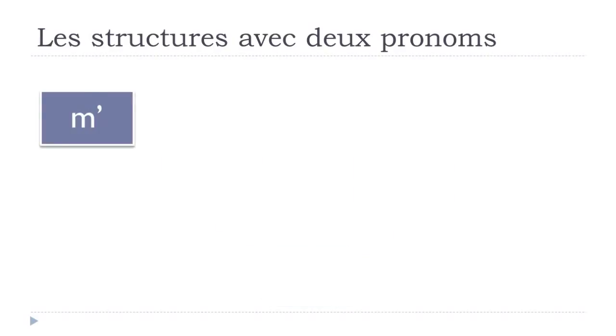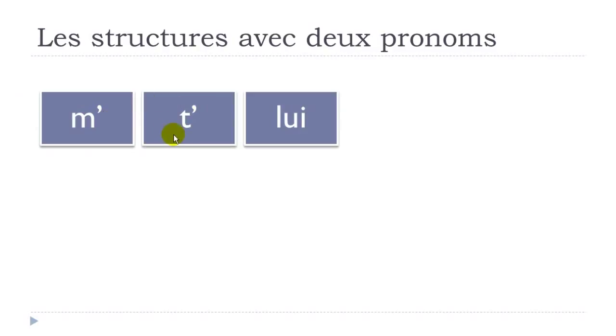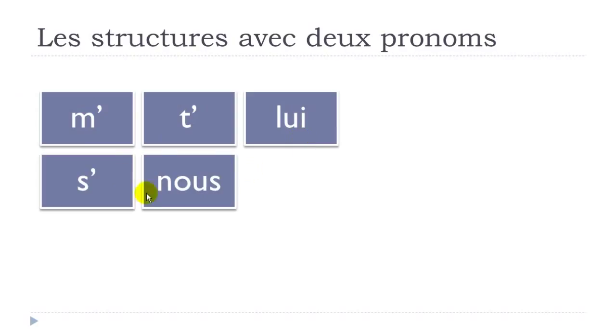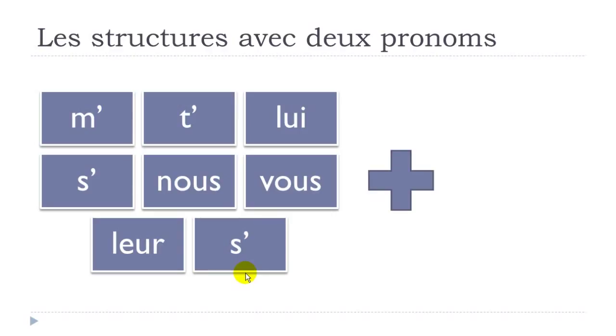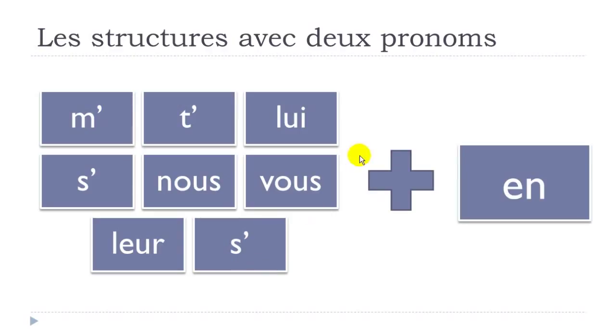So, me, or then m apostrophe, te, t apostrophe, or then lui, se, or s apostrophe, nous, vous, leur, and se, or s apostrophe, will be placed before en. So that's the rule. En will come after me or m apostrophe, te or t apostrophe, lui, se or s apostrophe, nous, vous, leur, or se or s apostrophe. So that's the way it will go.